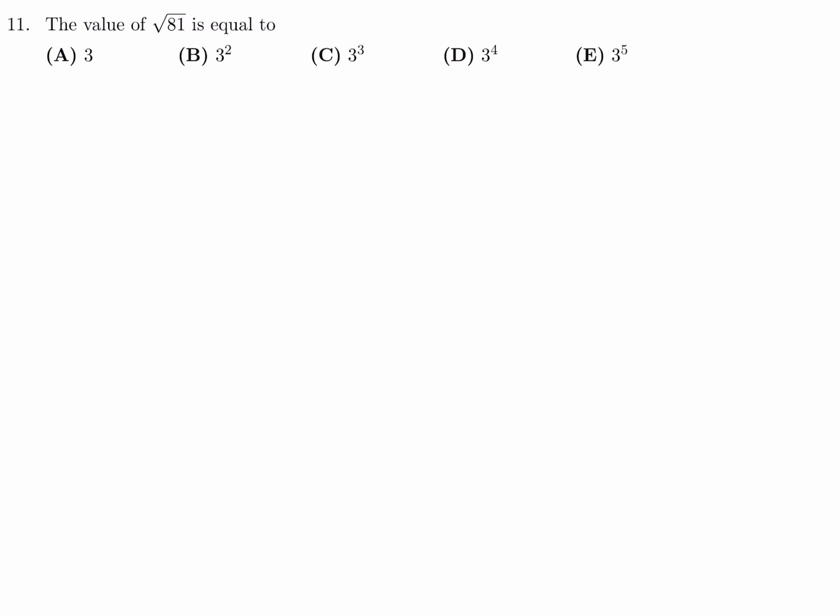The value of root 81 is equal to 9. But 9 is not one of the answer choices. So we have to figure out which one it is. And of course, it's 3 squared. So number 11, the answer is B.